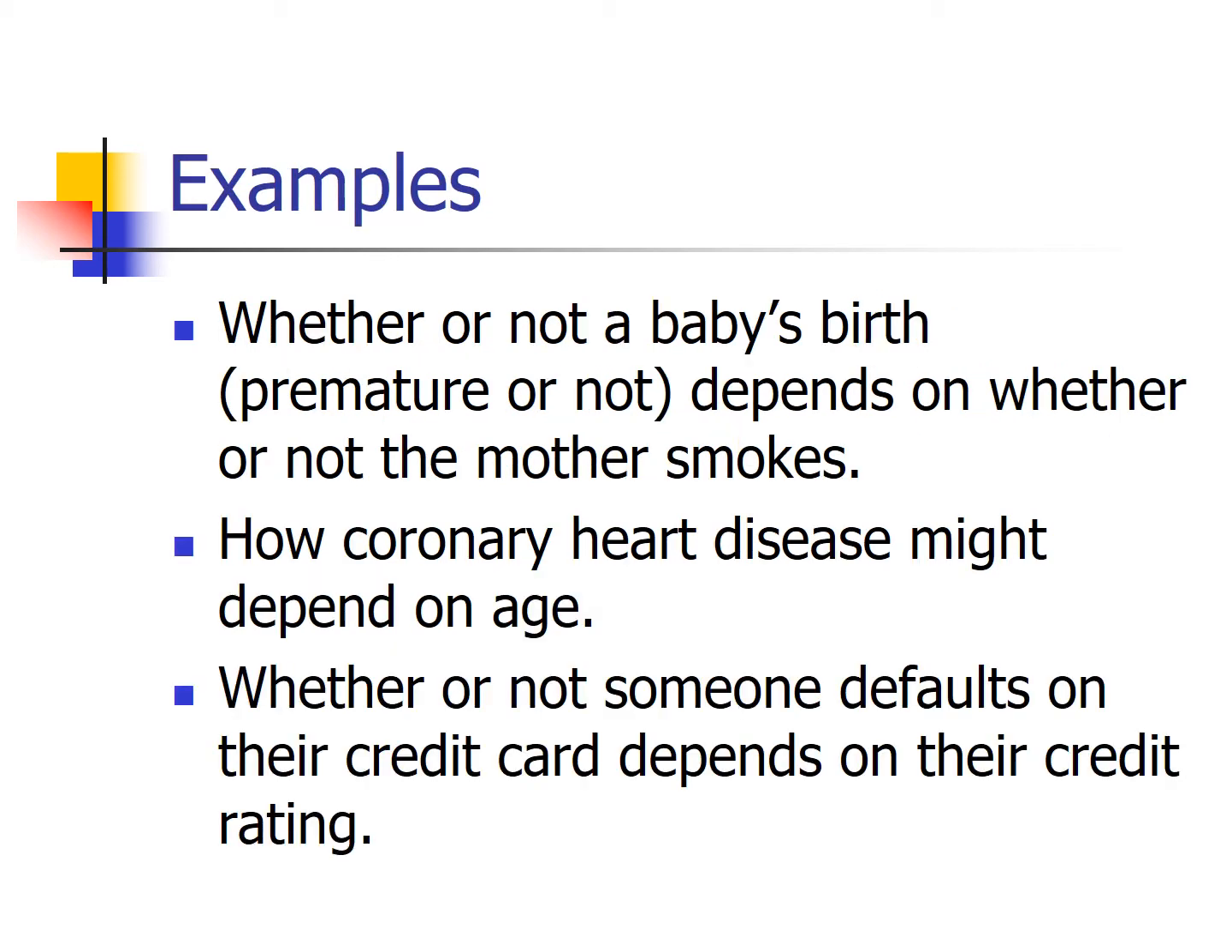So what are some examples for logistic regression? From a sort of medical perspective, this is kind of like a classical example used a lot in textbooks. We might want to model whether or not a baby's birth, premature or not, depends upon whether or not the mother smokes. That's just another way of doing a 2x2 table right there, right? But more interesting, something we haven't learned how to do yet, we might model how coronary heart disease, yes or no, might depend upon a person's age, a continuous variable.